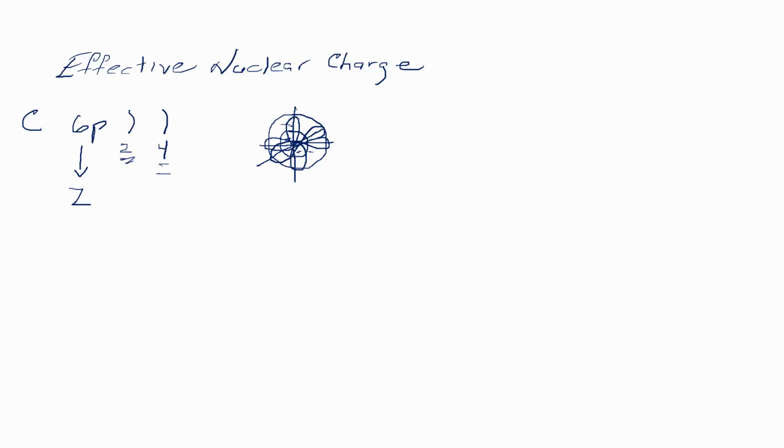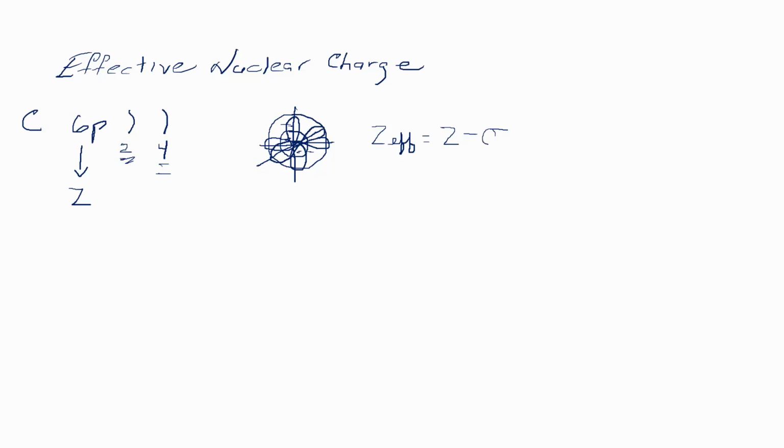So we have to come up with a mathematical equation to determine the effective nuclear charge, the actual charge that reaches the outer shell electrons, and that is Z effective. And Z effective is equal to the actual nuclear charge minus a shielding constant, sigma.